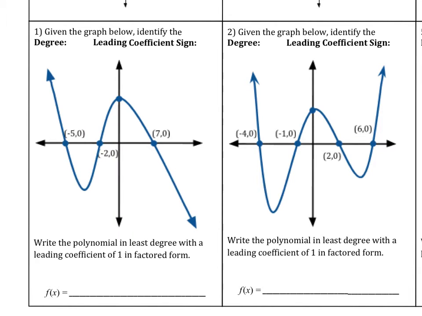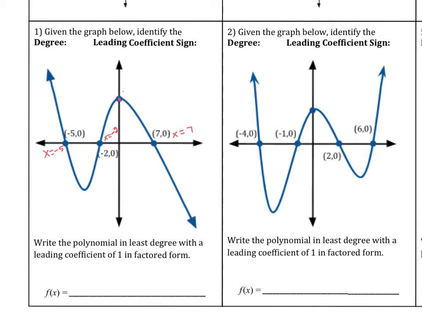Next we are going to do number 1. Given the graph below, identify degree, leading coefficient, sign. First of all, this is an S-shaped graph. It means the degree is going to be odd, either 3, 5, 7 or so. Degree also depends on the x values. The x values here are x equals -5, x equals -2, and x equals 7.